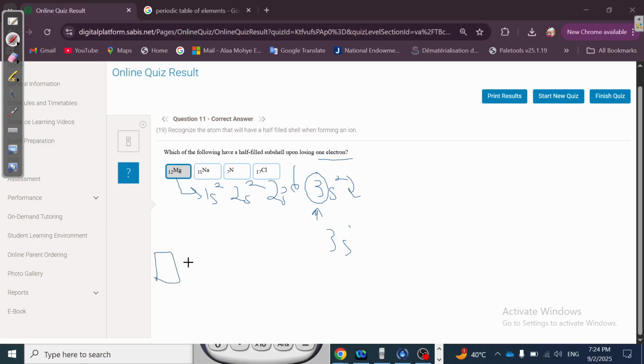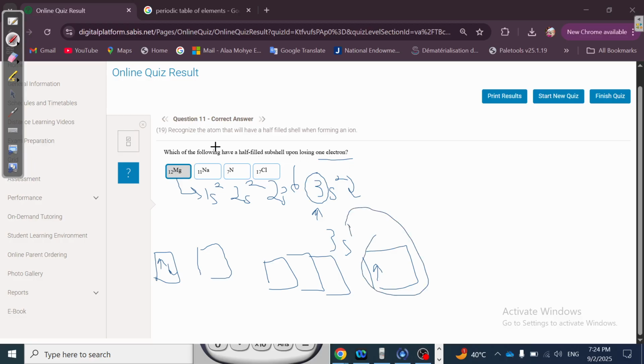Drawing it: 1s2, 2s2, and the 2p6, full arrows. I'm not going to draw it every time. Then the 3s1, only one arrow. Where's the second arrow? No, we only have one arrow because it lost an electron. So here, as you can see, it's half filled. Okay, that's for the magnesium.